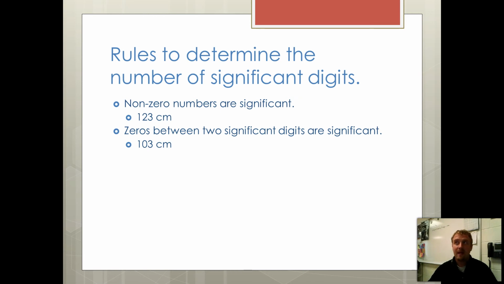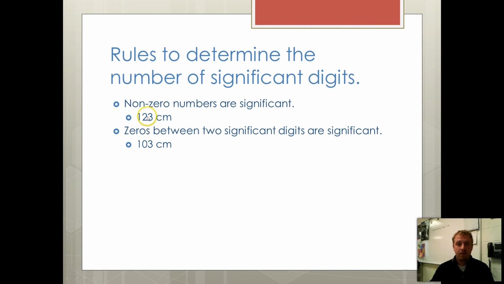Now, what I mean by significant, you have to remember, is that I'm actually assessing what these numbers are capable of, or what the instrument that measured these values is capable of. They're both in centimeters, which means they were probably measured with a ruler. This ruler, according to this, can go to what looks like the nearest tenth of a meter, because 100 centimeters is a meter.